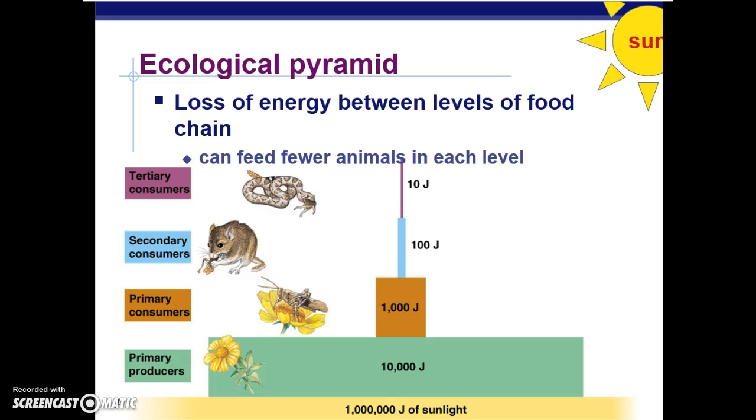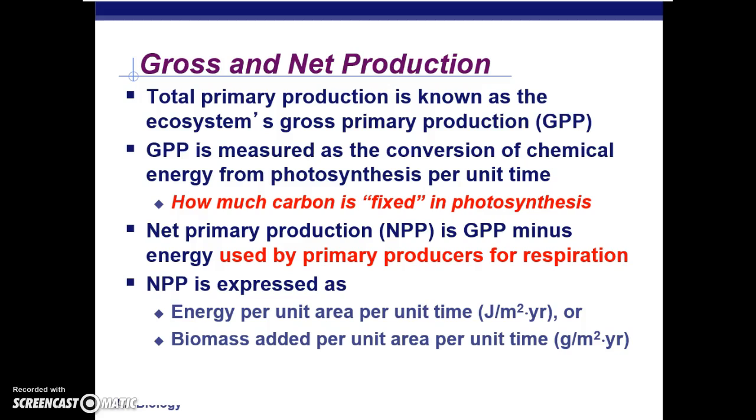And as you can see, the pyramid is rising up to smaller and smaller levels from your primary producers to consumers, primary, secondary, and tertiary. And you can see you can feed fewer and fewer animals in each level. And the rule of thumb, again, that we use is about 10% of the energy is available for the next level, which explains these different numbers. This is just schematically showing you our pyramid.